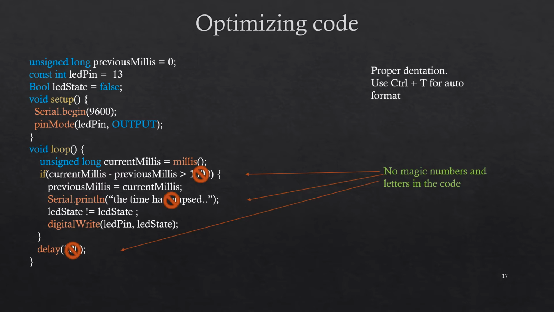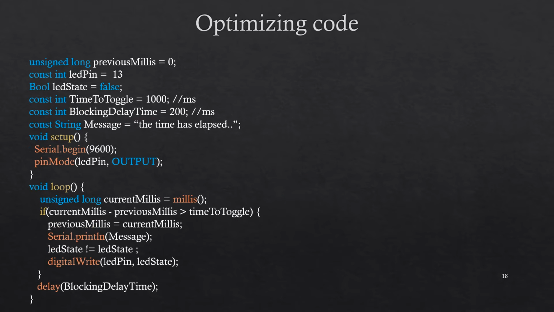Also, don't use magic numbers and magic letters in your code. Here we have previously used 1000, and we have used the text to be printed, and we have used 200 as a delay. Now if you are going to modify your application in the future, it would be hard to go through all of your code to adjust and tweak it. The best way is to make those variables.